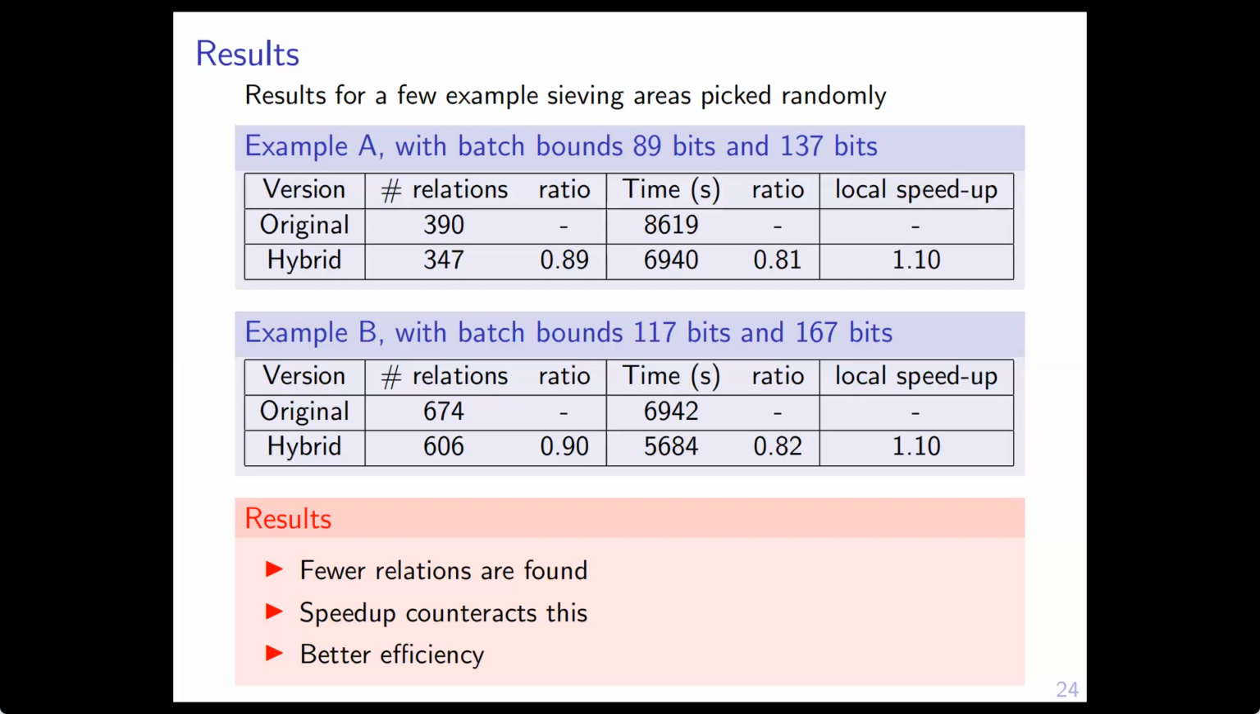So we found fewer relations, but the speed up compensates for this, and in the end we get about a 10% speed up locally in this area. In the second example, it's about the same. In the end, we get a very similar local speed up. So this leads us to believe this hybrid version could be used to help beat the next factorization record.